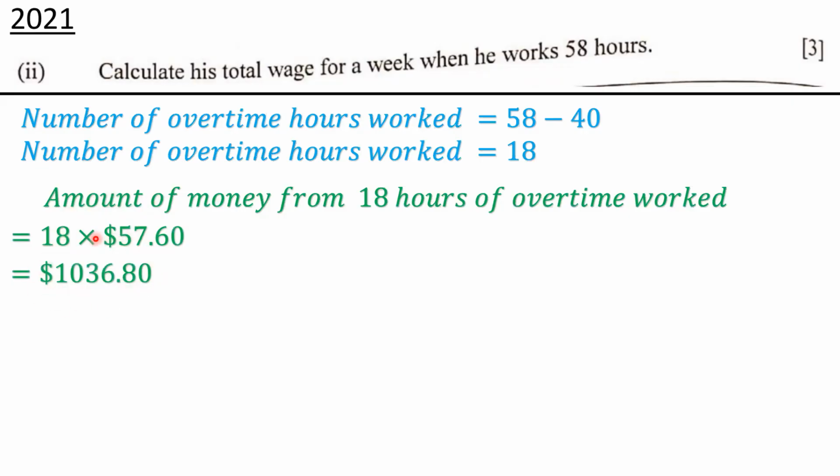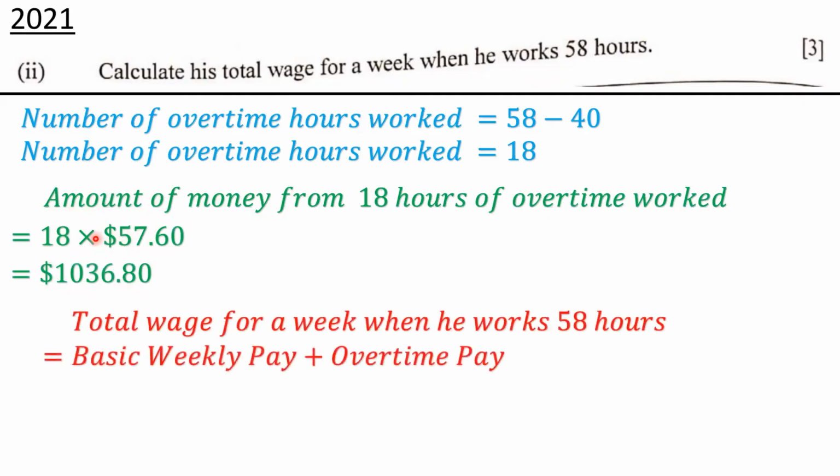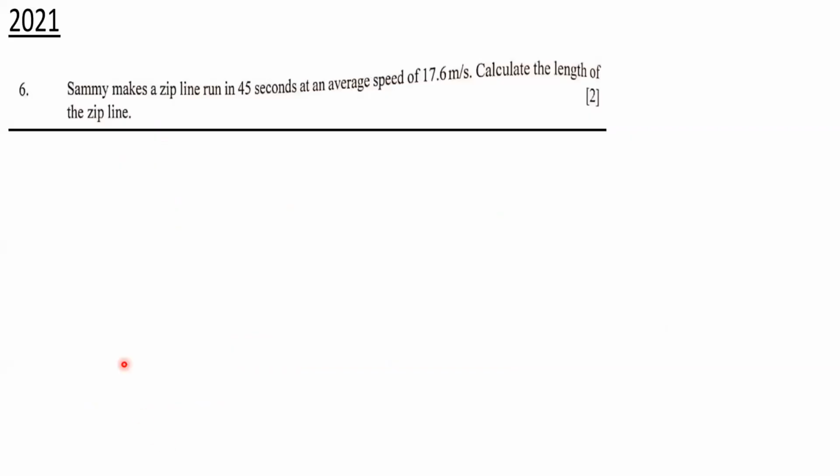Now we need to add that to his basic weekly pay to figure out the total wage for the week. So the total wage for the week is going to be equal to the basic weekly pay, which is 1,536, which we calculated earlier, plus the $1,036.80. We add these two together and we get $2,572.80.